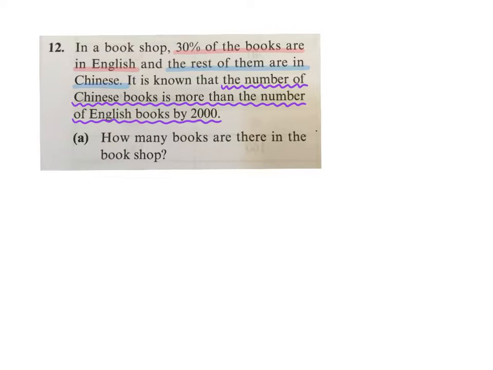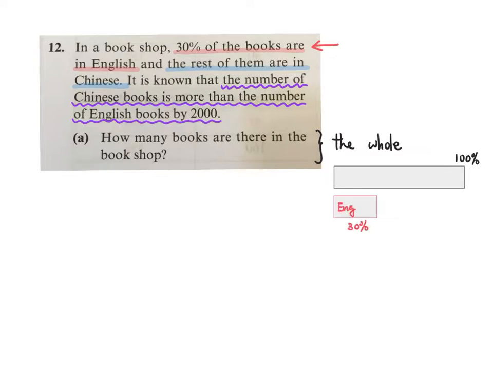So here in the bookshop, it must be the whole. So here the whole is 100%. And we know that 30% of the books are in English. So do you know what percentage of the books are in Chinese? As the books are in either English or in Chinese, if 30% of the books are in English, there would be 100% minus 30%. That is 70% of the books are in Chinese.